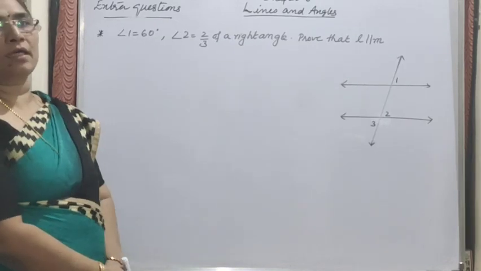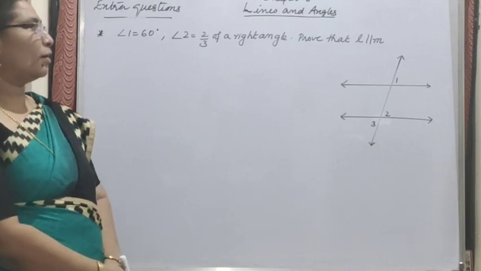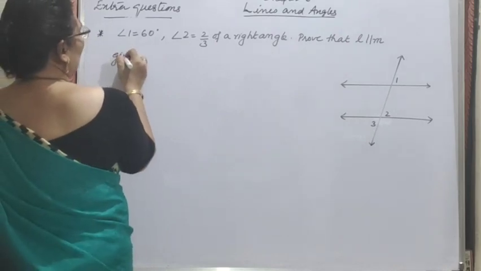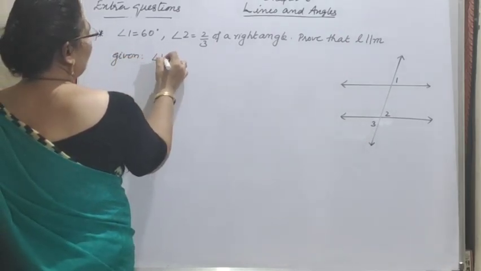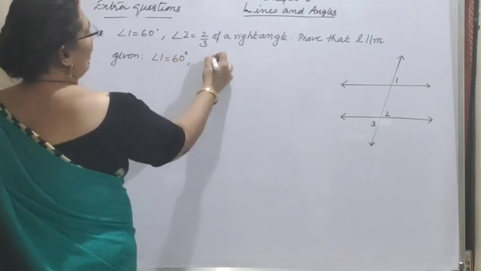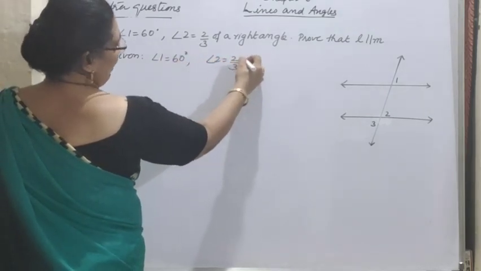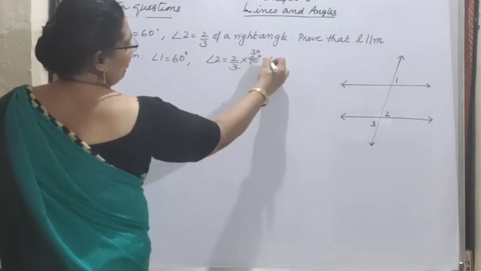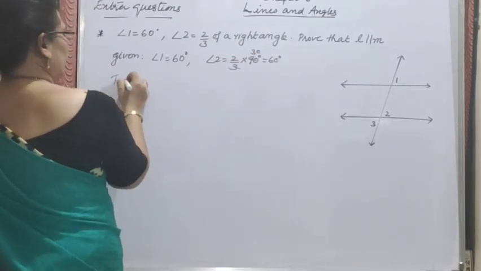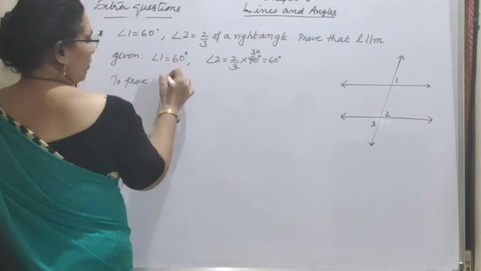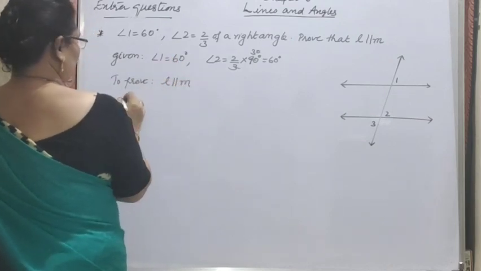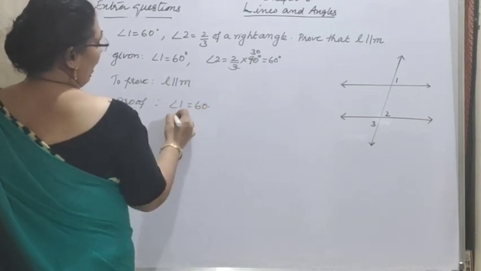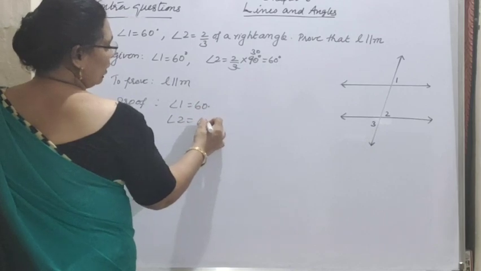Angle 1 equal to 60 degree, angle 2 equal to 2/3 of a right angle. Prove that L parallel to M. So what is given in the question? Angle 1 equal to 60 degree and angle 2 equal to 2/3 of a right angle, so 60 degree. To prove: L parallel to M. Proof. Simple proof only. Angle 1 equal to 60. Angle 2 we already calculated, it is also equal to 60.